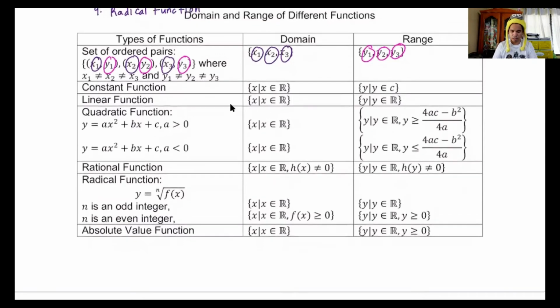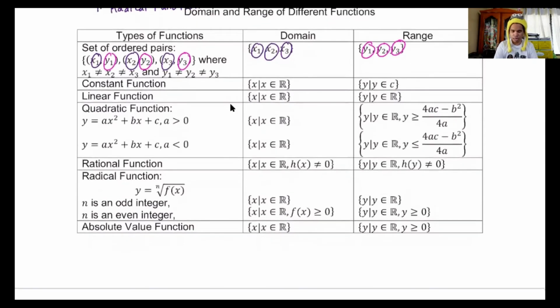So, constant function. Kani, pinakasayon ni siya dumduman. Kay because constant function, for constant function, the domain is the set of all real numbers. But the range is just one number only. That is why gitawag siya nga constant function.